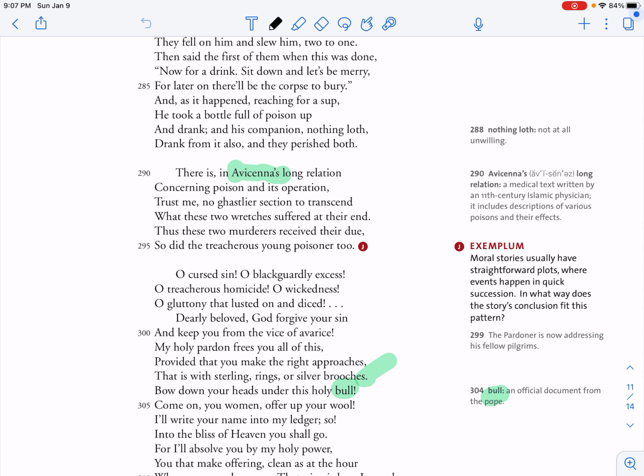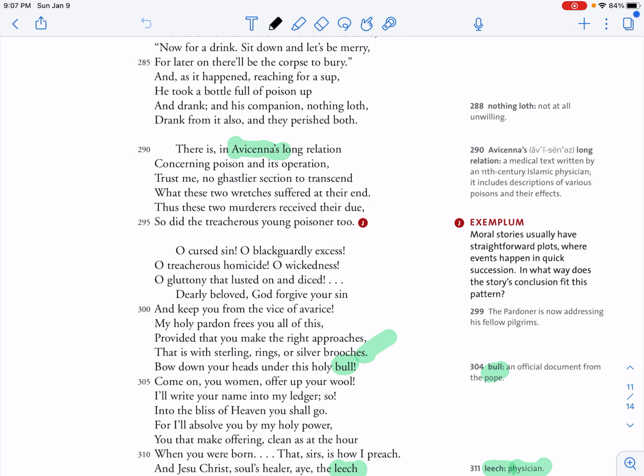There is in Avicenna's long relation concerning poison and its operation, trust me, no ghastlier section to transcend than what these two wretches suffered at their end. Thus these two murderers received their due, and so did the treacherous young poisoner too. Now hold it right there.